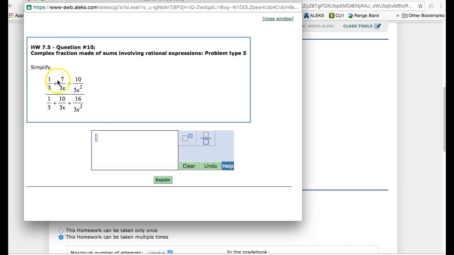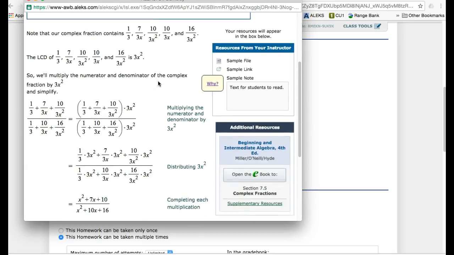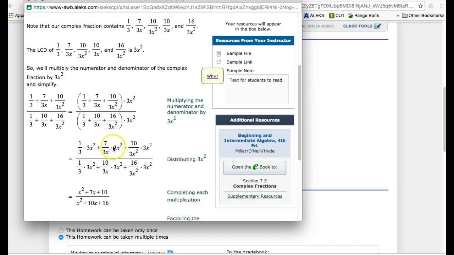We're going to multiply each term by the LCD over 1. And really, that line of work is right here. 3x squared is the LCD over 1. Again, the book is being poor. It's not showing you doing that over 1. It times the 1/3, and then 3x squared times this term, 3x squared times this term.